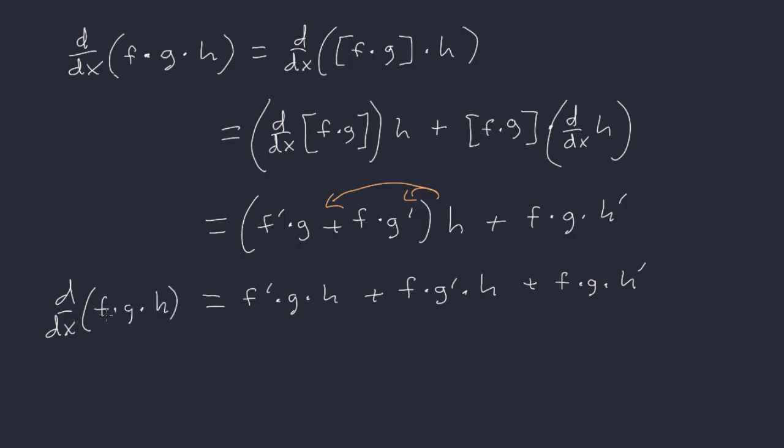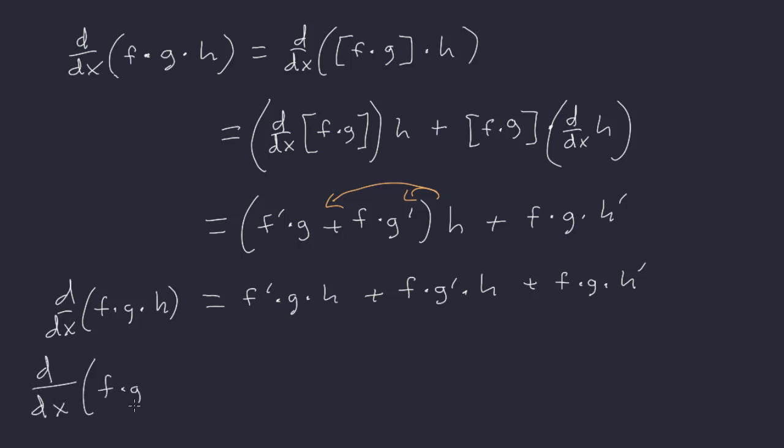Right? The derivative of f times g times h is f prime, so the derivative of the first and the second 2 left alone. Then the derivative of the first, then the first left alone, the derivative of the second and the third left alone, and then finally the first 2 left alone and the third function, we take its derivative. Okay, so this is the pattern that we follow for any product.